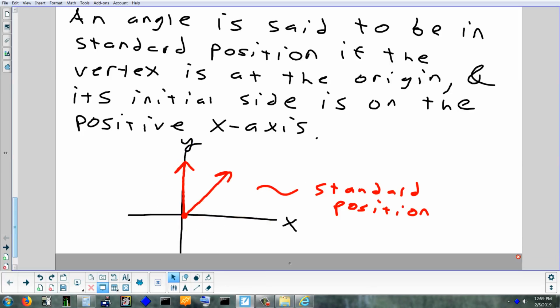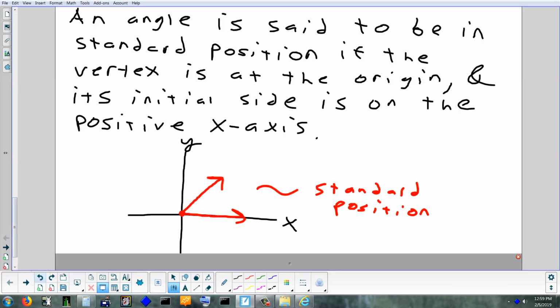How about if I did something like that? Is that standard position? No, why not? Because it's on the positive x-axis? Yeah, the initial side, which is right here, is supposed to be on the positive x-axis. In this case, the terminal side is on the positive y-axis, but the definition says nothing about the terminal side. It says initial side should be on the positive x-axis. So that's standard position. All right?